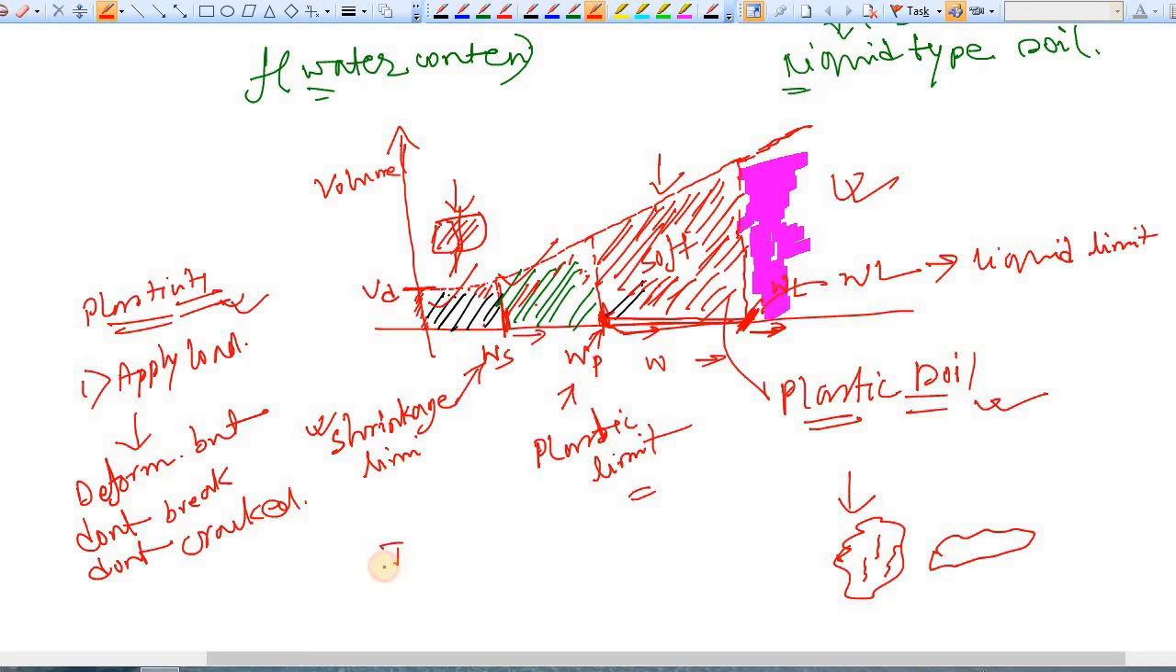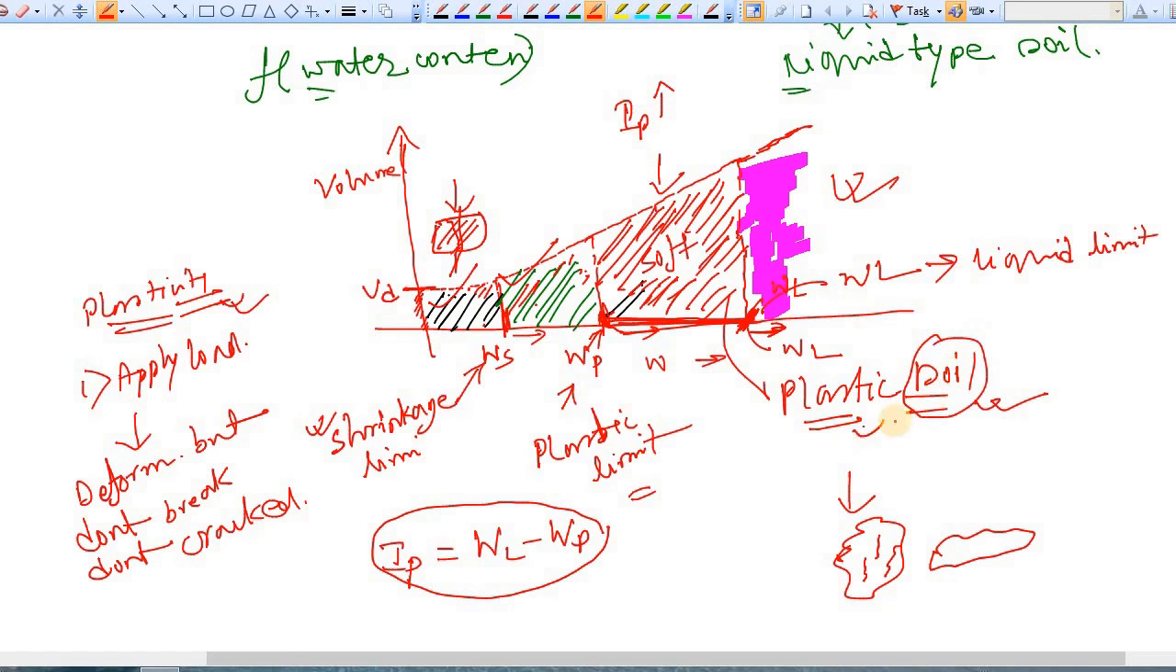The index known as the plasticity index is defined by the width of this window. What is the width? This is WL, so WL minus WP. This window is known as your plasticity index. The greater the plasticity index, the more plastic the soil is. Based on this plasticity, there are lots of properties in clay soil which I will cover in the next lesson.